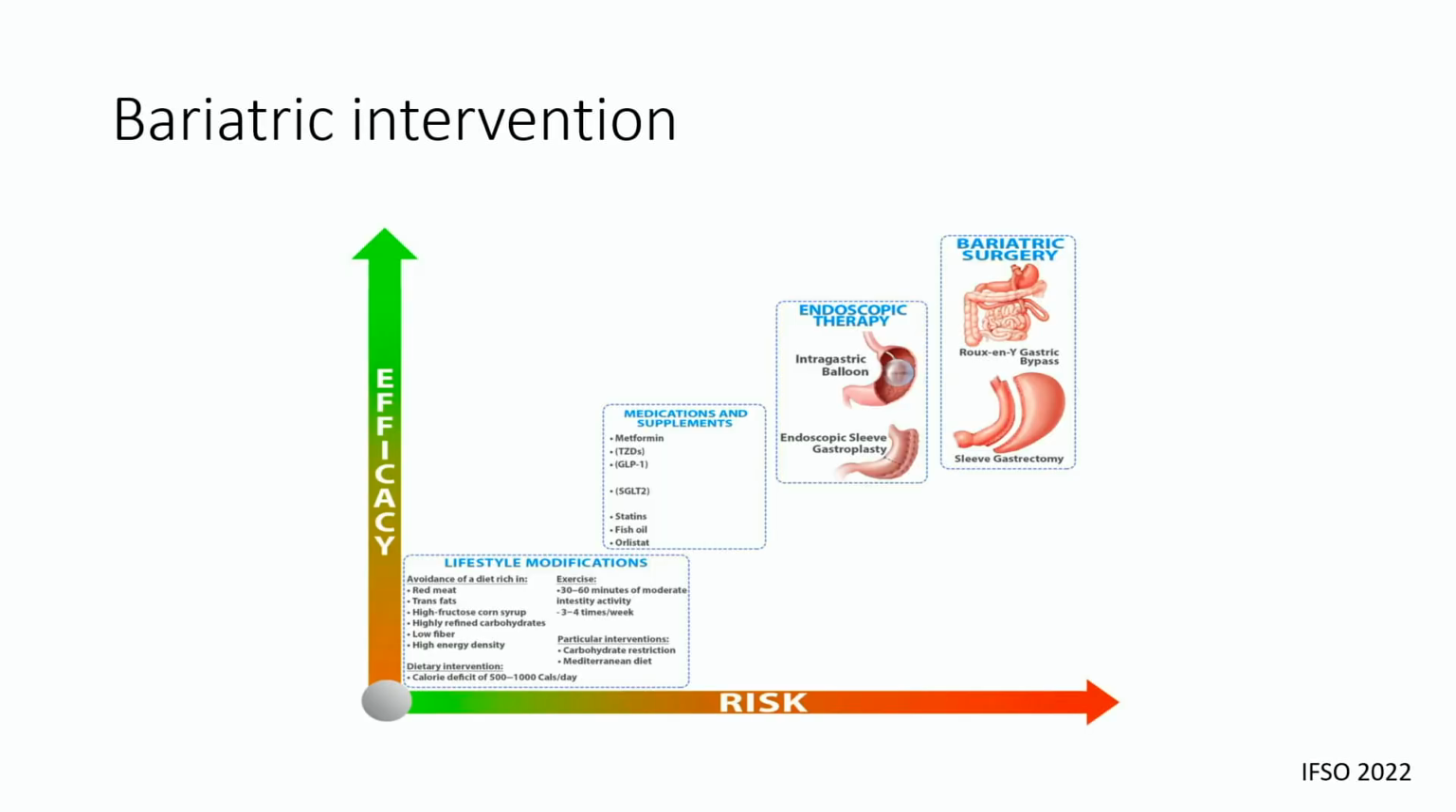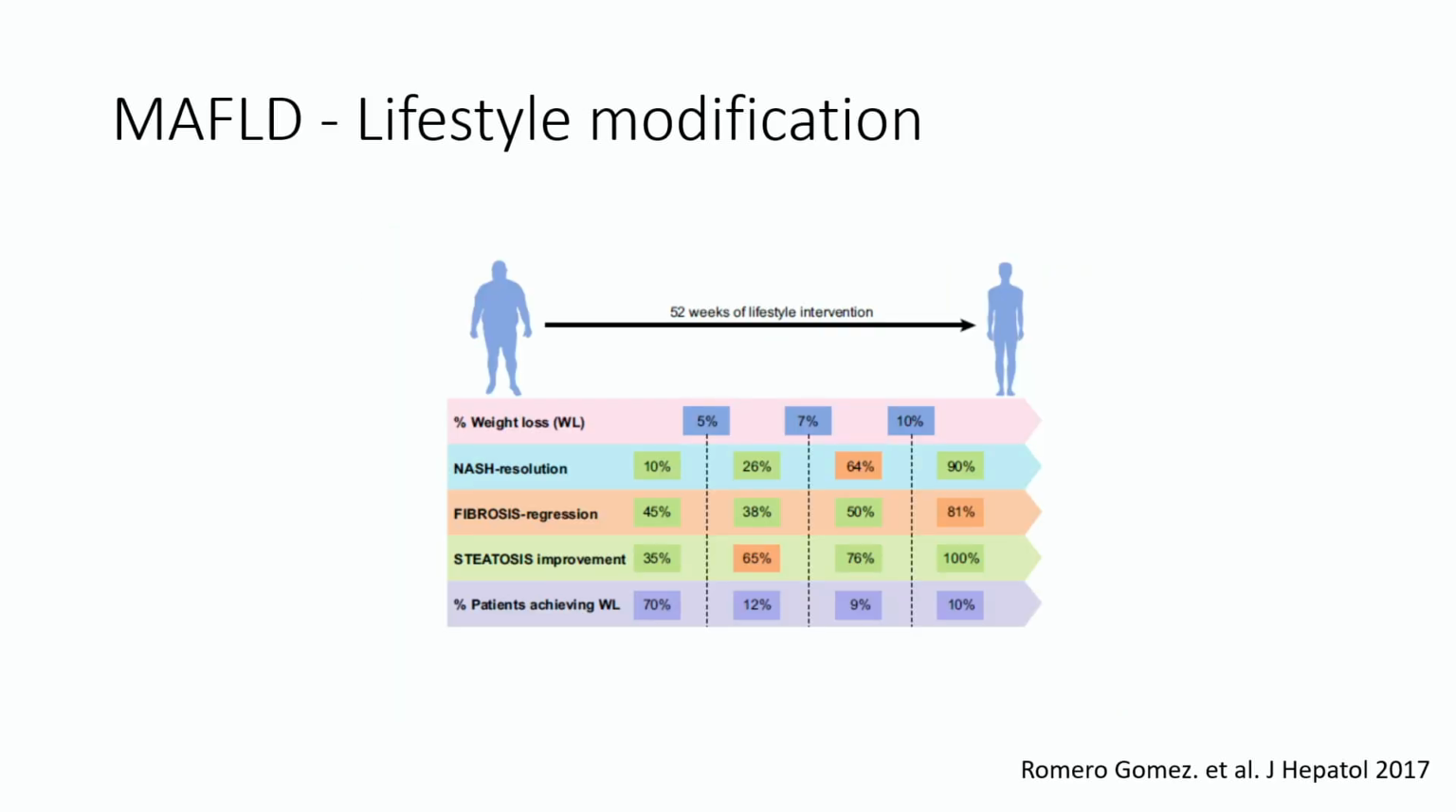So if we're talking, this is about bariatric intervention in the context of MAFLD. So we've got all options available at the moment. We've got lifestyle modification, medications, endoscopic options and bariatric surgery. And of course, as we go up the vertical axis, we increase our efficacy, but as we go along the horizontal axis, we increase our risk.